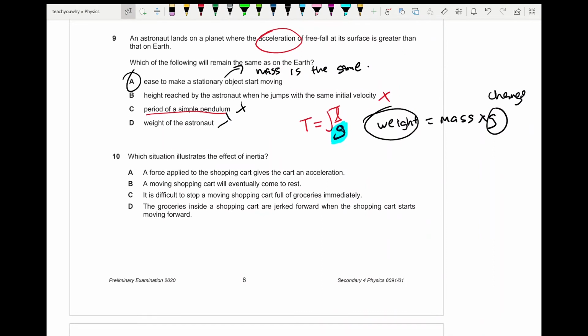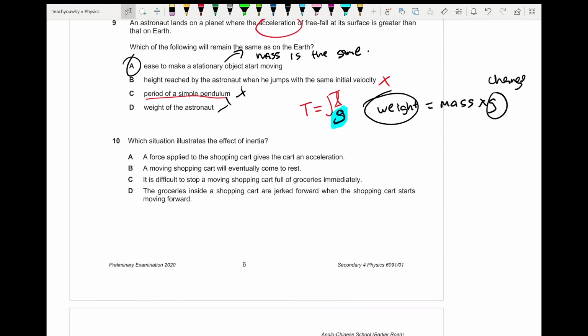Question 10. Which situation illustrates the effects of inertia? A force applied to a shopping cart to give the cart an acceleration? Okay. A moving cart will eventually come to rest. No, it doesn't say that. Inertia says that an object in motion will stay in motion forever. Alright, so B is out. A moving cart actually, in an ideal frictionless world, will continue rolling until the cows come home. Until the end of time, it will still continue rolling. It will never come to rest. That's the effect of inertia.